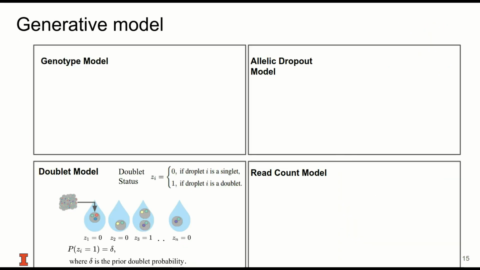And I'll just take a moment here to go into these 4 submodels in a little bit more detail. First, in the doublet model, we model the doublet status Z_i using a Bernoulli random variable with success probability delta, where delta is the prior doublet probability. And if delta is not known, we can do a sweep over possible values and then just take the maximum likelihood solutions.